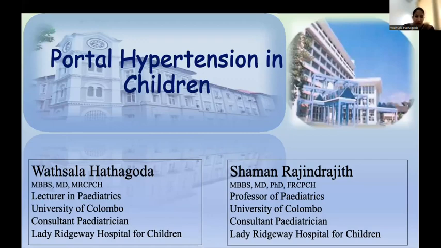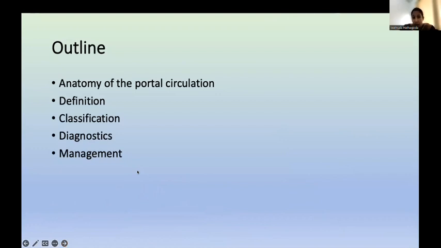So let me start off by saying our objectives for our talk today. We will be discussing portal hypertension in children, which is the commonest complication you would see in children with chronic liver disease. Within the next hour or so, we are going to discuss some of the anatomy of the portal circulation, definition, classification, diagnostics, as well as the management. In the management, we would be discussing basically how to manage an acute problem as well as the long-term management.